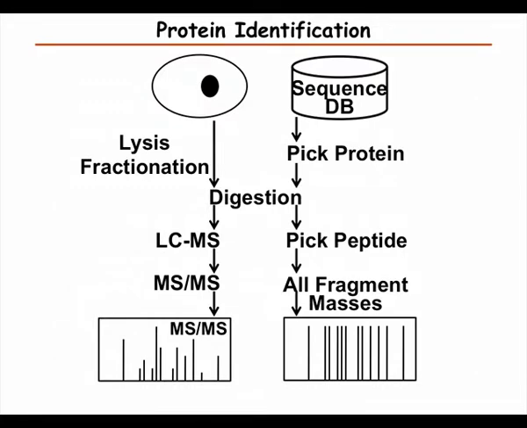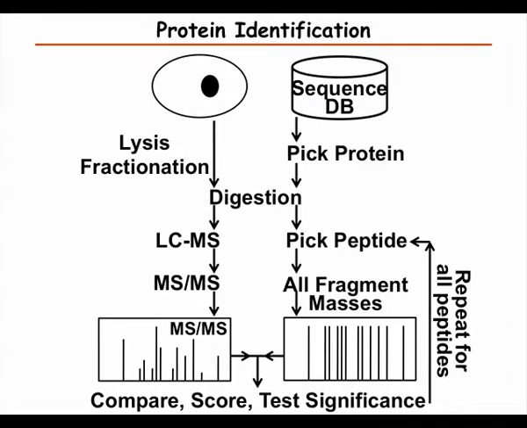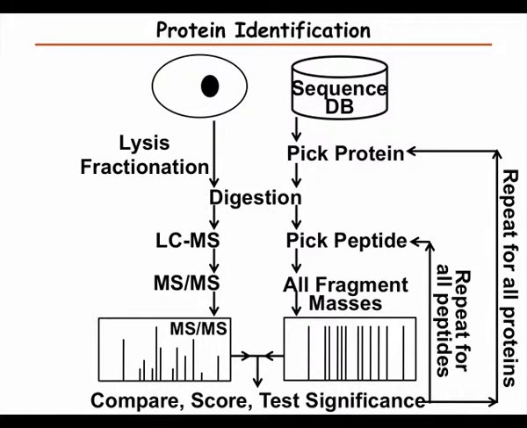And then we mimic this in the computer, where we take a sequence database, pick a protein, digest it, and then pick a peptide, then calculate all the possible fragment masses, and then finally compare to the peptide. And then we calculate the score and test significance. Then we repeat this for all peptides and for all our proteins in the database. And then we do this comparison for every spectrum that we've measured. So it ends up being a lot of comparisons.